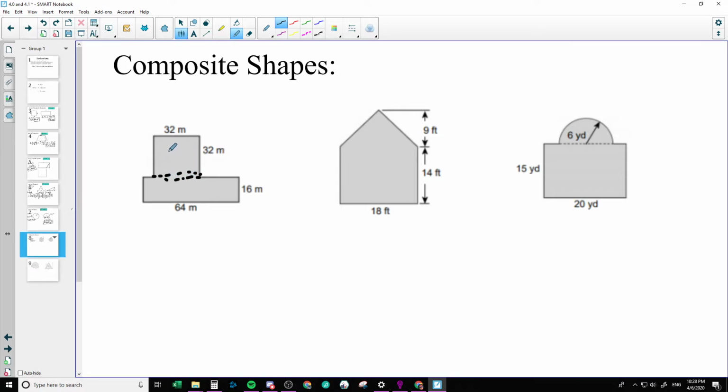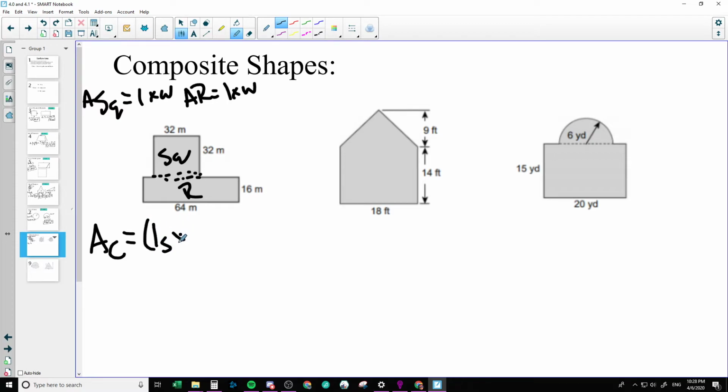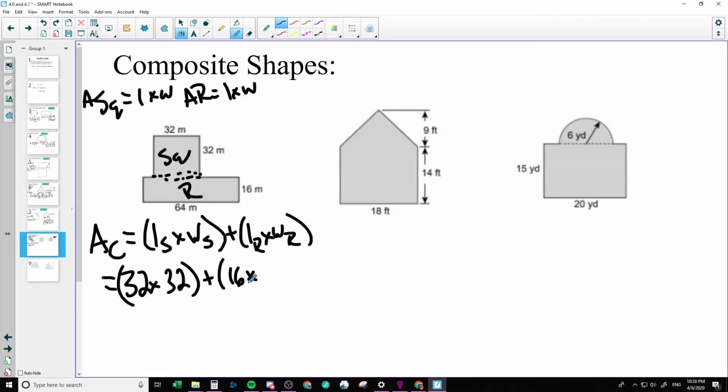So this one here has a square here and a rectangle. Area of a square is going to be length times width. Area of a rectangle is going to be length times width. Okay, so that means that our combined area, C for combined, is going to equal the length of the square times the width of the square plus the length of the rectangle times the width of the rectangle. So it's going to equal 32 times 32 plus 16 times 64.